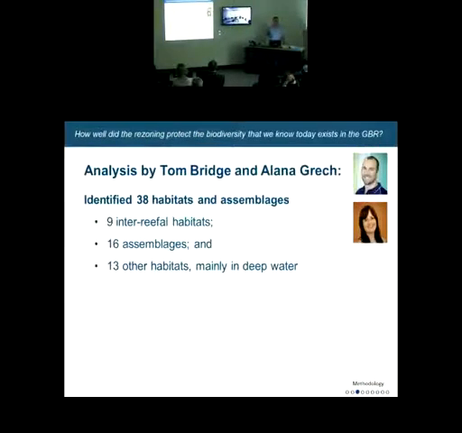I'm lucky that both Tom and Alana are key co-authors on a paper and they've done an analysis. They've identified what they've seen as 38 habitats and assemblages in this area that's outside the shallow coral reefs. 9 interreefal habitats, 16 assemblages. They're effectively in that seabed biodiversity area. And then 13 other key habitats that are mainly in the deep water. Most of those 38 turn out are pretty well protected. So the approach we used, the precautionary and systematic approach, has protected basically all the new information we know today.